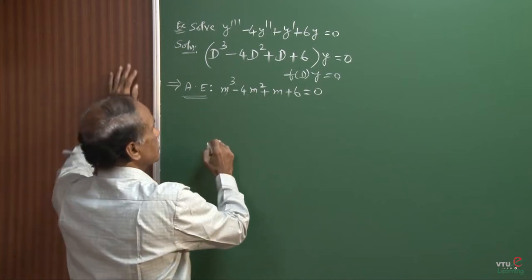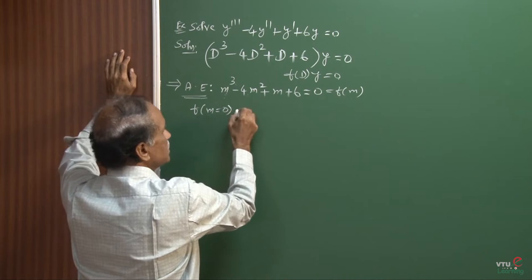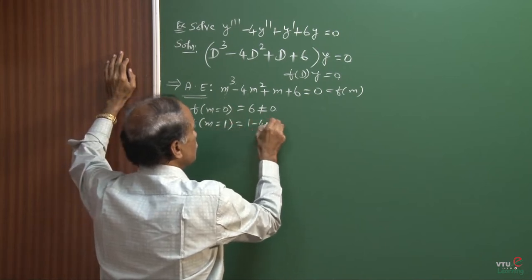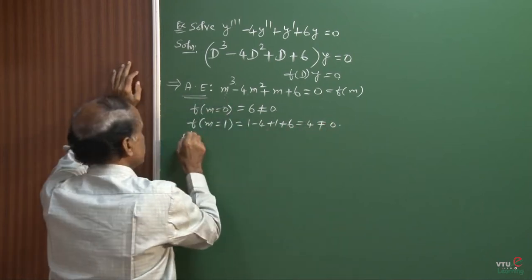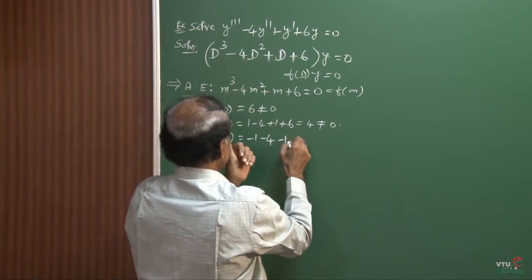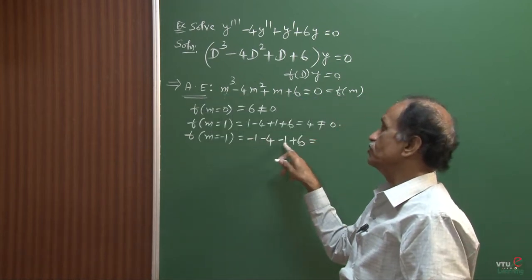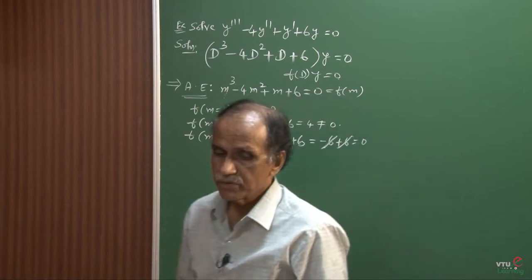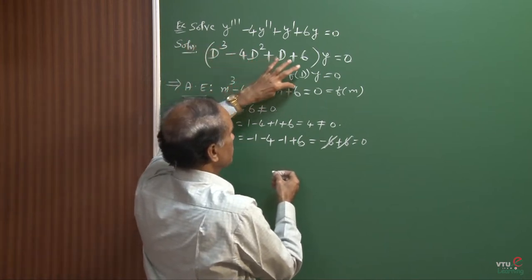Let this equation be f of m. Then f of 0 is equal to 6, which is not equal to 0. And f of 1 is equal to 1 minus 4 plus 1 plus 6, that is 8 minus 4, which is 4, not equal to 0. Then let us check f of minus 1: minus 1, minus 4, minus 1 plus 6, that is minus 6 plus 6, which is equal to 0. So this number satisfies the auxiliary equation m cube minus 4m square plus m plus 6 equal to 0.